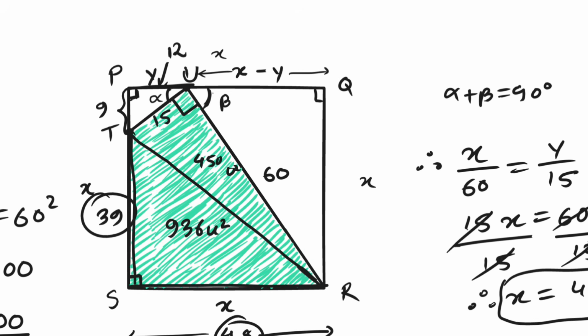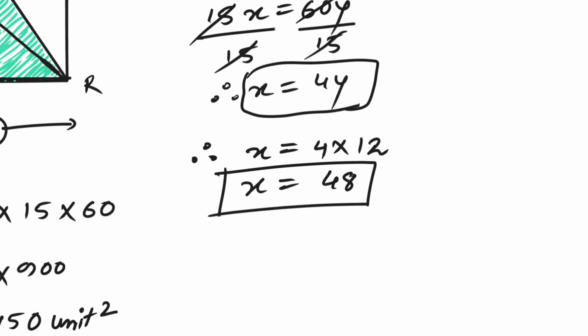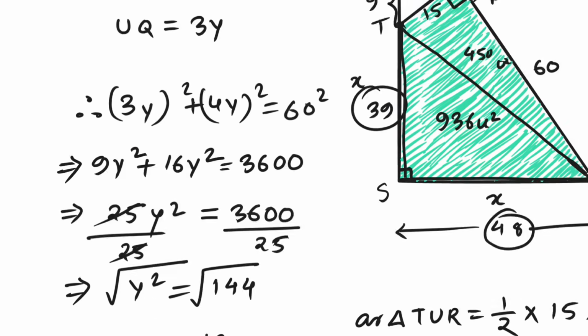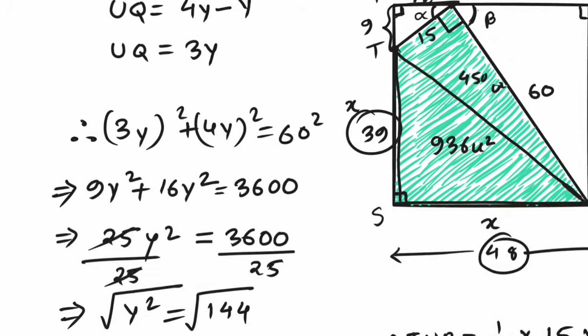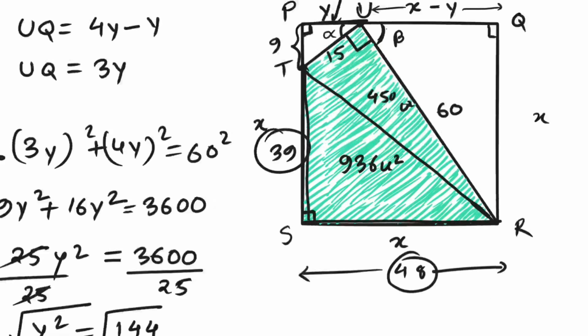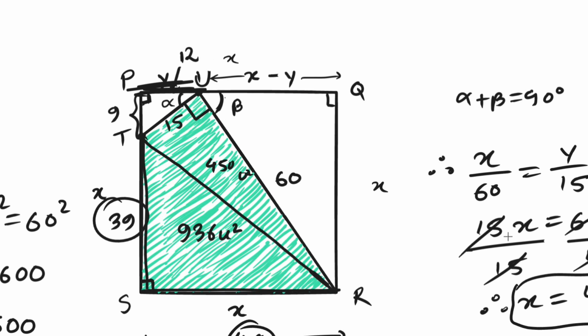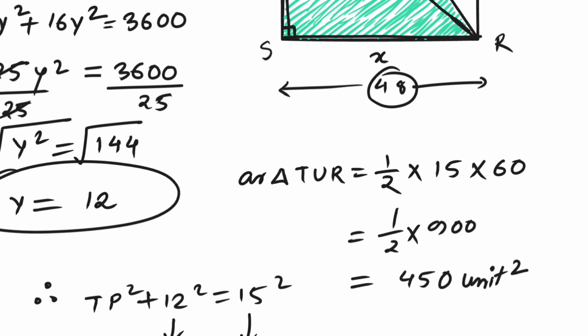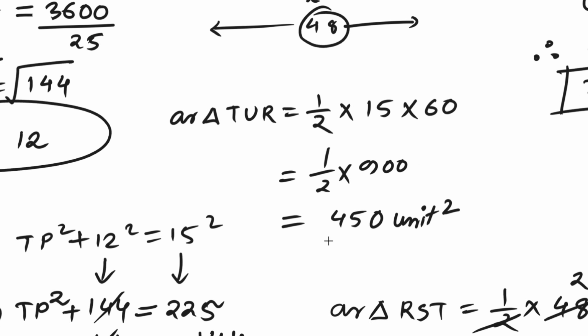similarity between the two white triangles, and that similarity gives us the relationship x equals 4y. From there, the 3 to 4 relationship appears naturally. The Pythagorean theorem gives us y equals 12. The square side becomes 48, and finally, we use two triangle areas to reach the answer.